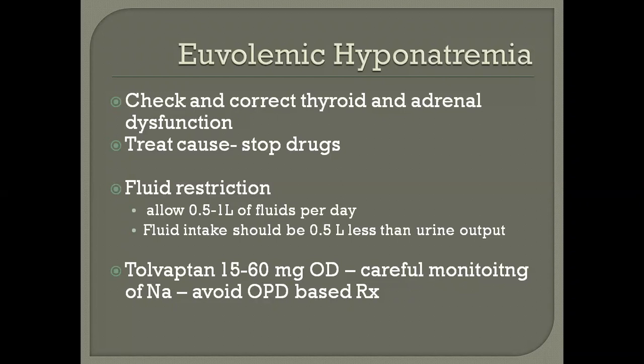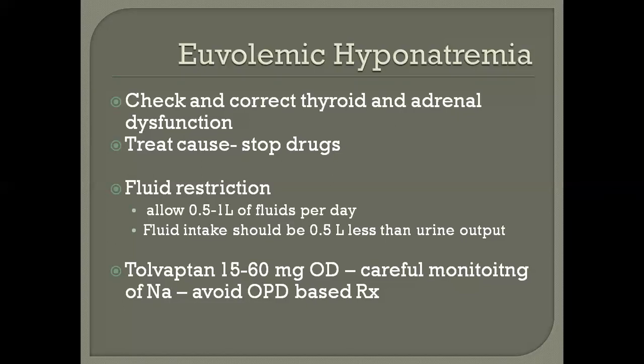Another guide to the fluid restriction is that fluid intake should be at least 0.5 liter less than the urine output. So if the urine output is 1.5 liters, then fluid intake should be kept at 1 liter or less. If it is only 1 liter, then you keep it at 0.5.